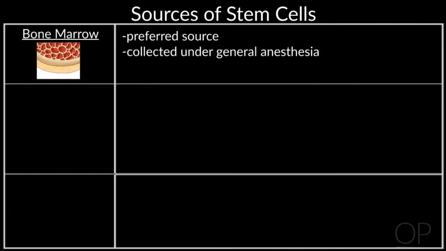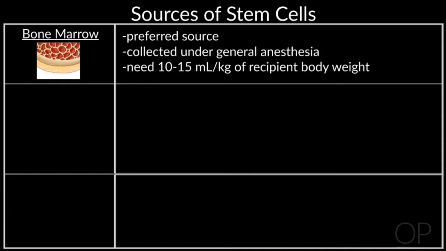The bone marrow is collected in the operating room, where we need approximately 10 to 15 cc's, or 10 to 15 milliliters, per kilogram of recipient body weight. So for a child who weighs 10 kilograms, we need to get either 100 or 150 milliliters of bone marrow. The advantage is that there's no pre-donation treatment needed. The donor does not need any vascular access, but they do run into the risks of being in the operating room and having full anesthesia.